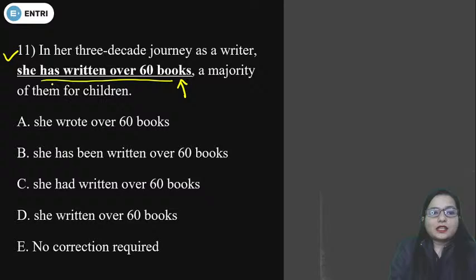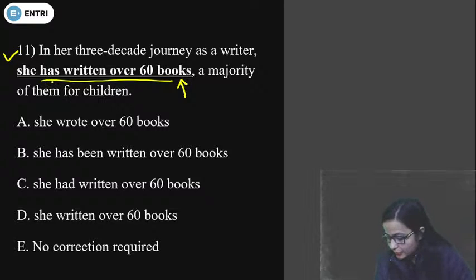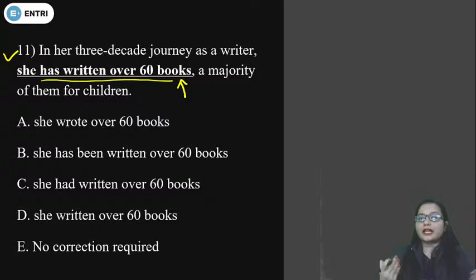Okay. So she has written over 60 books, and you're saying that it should be replaced with option C, had written over 60 books. Why so? Why do you think that it should be had written? Okay, Nehamina is also saying C. You are saying it should be had written.